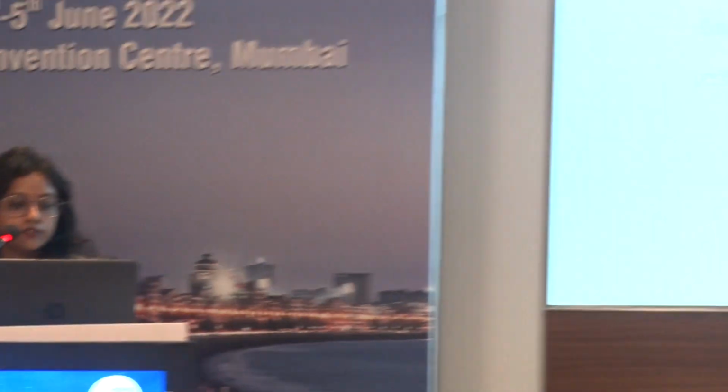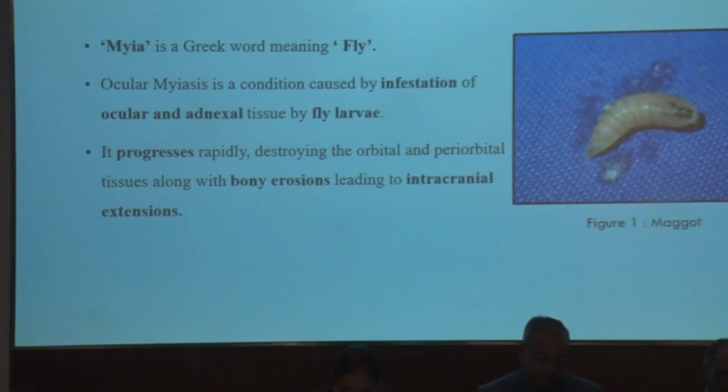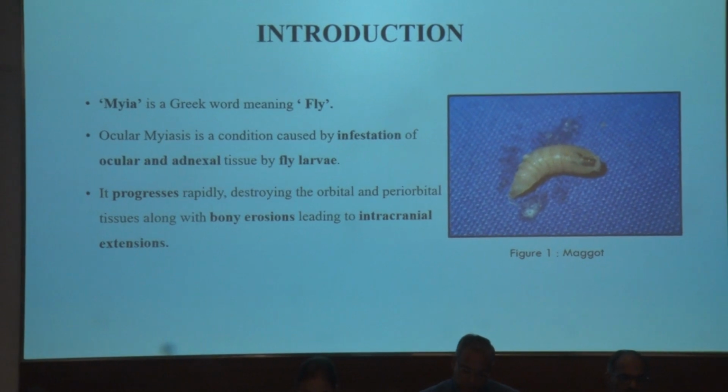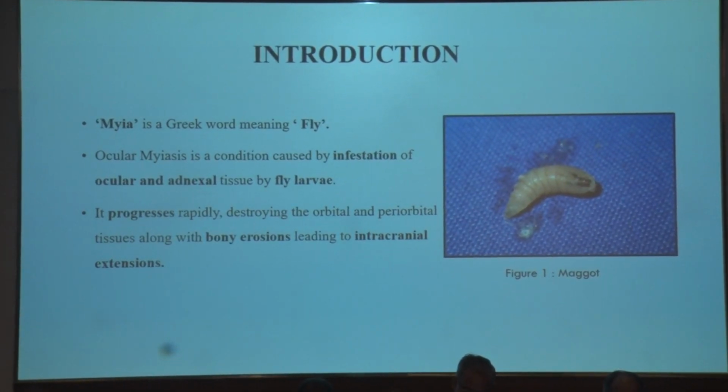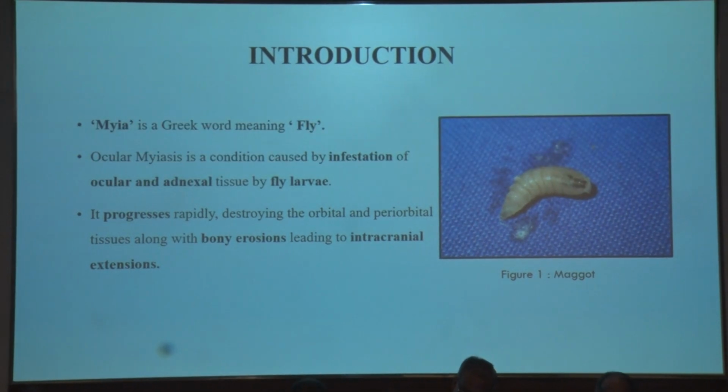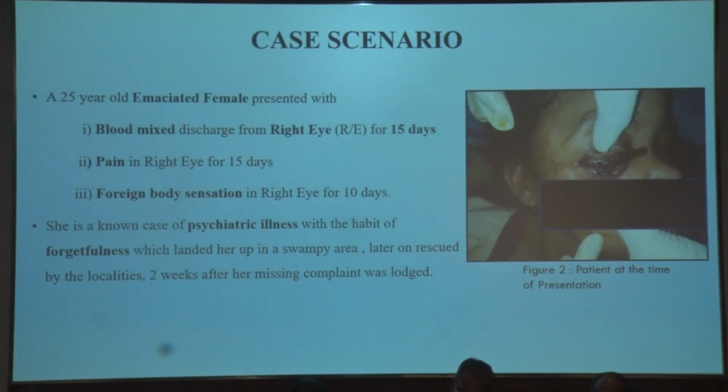Starting with the introduction, myiasis is a Greek word meaning fly. Ocular myiasis is a condition caused by infestation of ocular and adnexal tissue by fly larvae. It progresses rapidly, destroying all the orbital and periorbital tissues, along with bony erosions leading to intracranial extension.